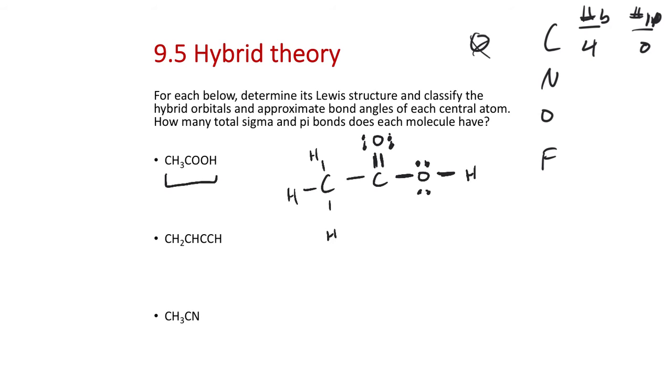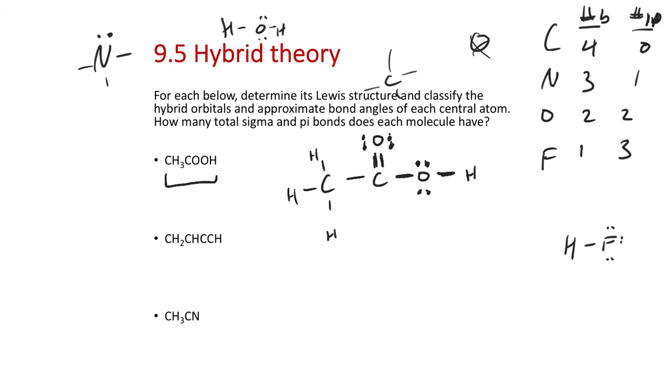So 4 bonds, no lone pairs for carbon, like CH4. 3 bonds, 1 lone pair for nitrogen, like NH3. Water, 2 bonds, 2 lone pairs, like this. And then fluorine, 1 bond, 3 lone pairs, like HF, like this. So we can take advantage of these basic ideas to sketch Lewis structures for organic molecules.